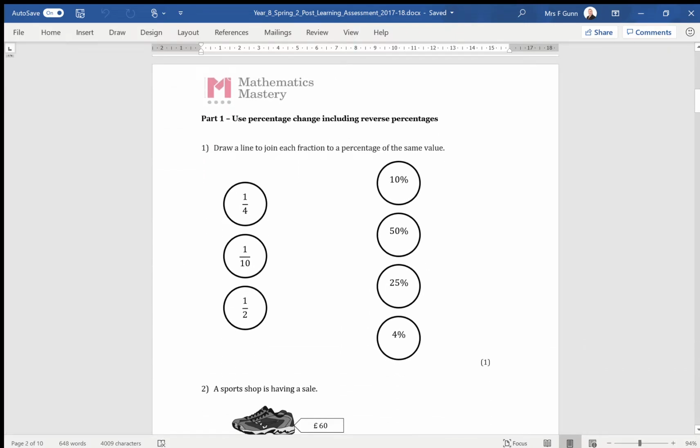So a quarter, if I don't know it, I'm going to type up my calculator, but I do know it. It is 25%. A tenth, I should know is 10%, and half, I should know is 50%.